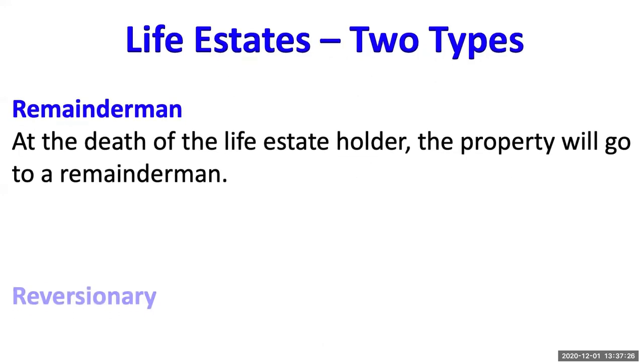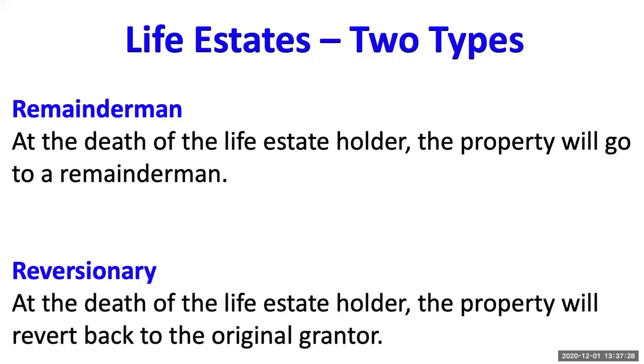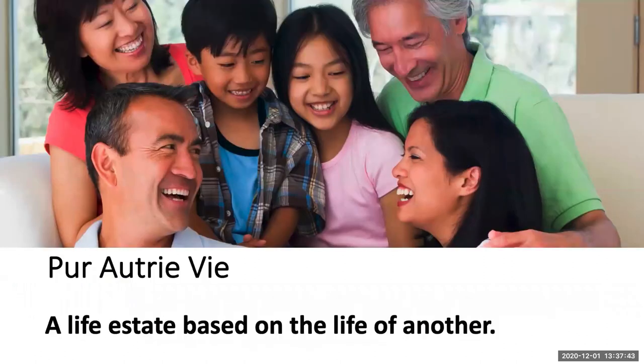So you have 2 types of life estates. You have a remainder man, where Jerry gives me a life estate, and when I die, it's going to go to James. He's going to be the remainder man. Or reversionary, where Jerry gives me a life estate, and when I die, it's going to revert back to her. Pur autre vie, again, is a life estate based on another.